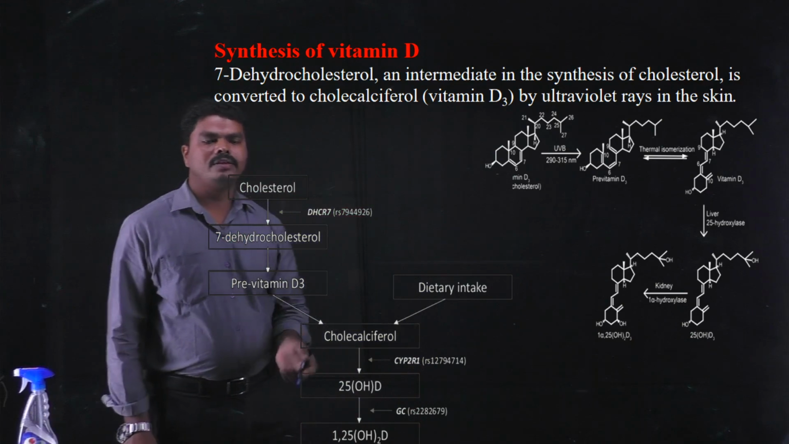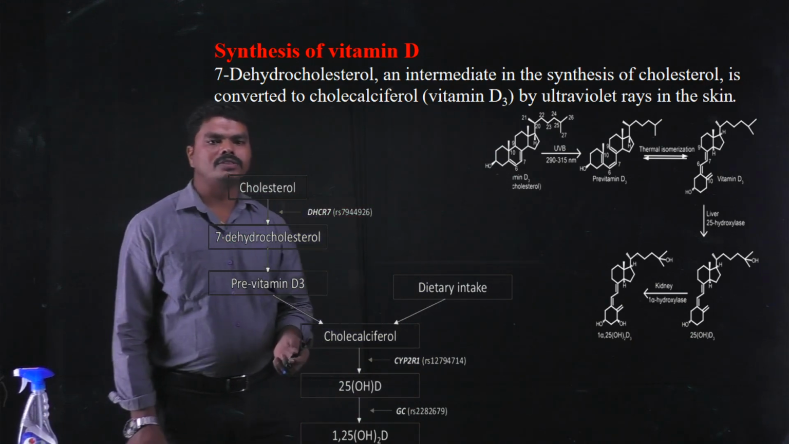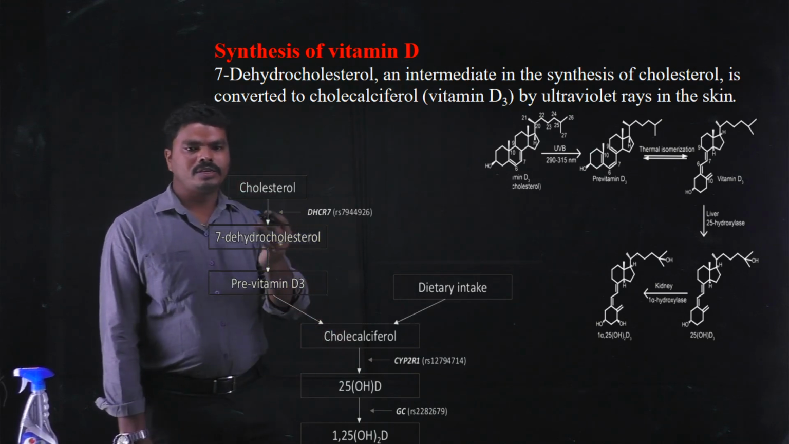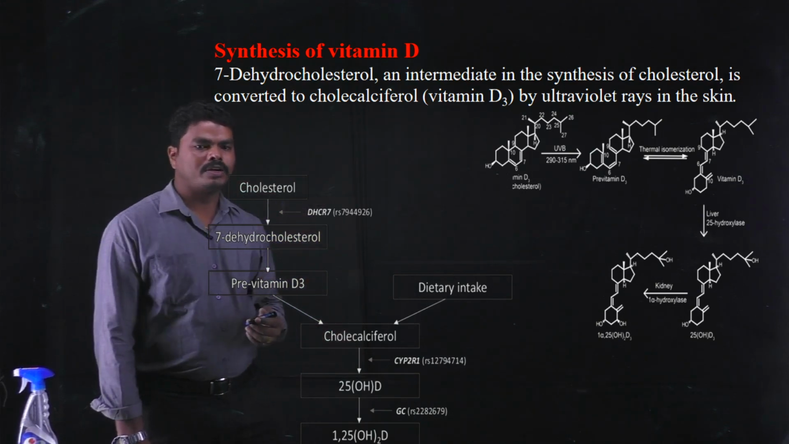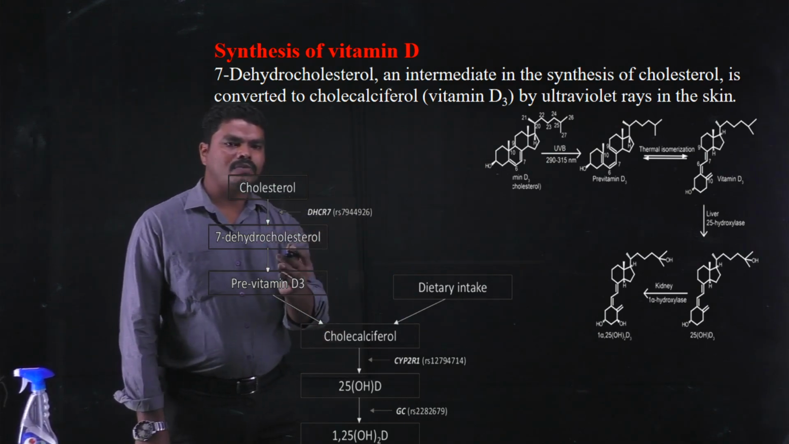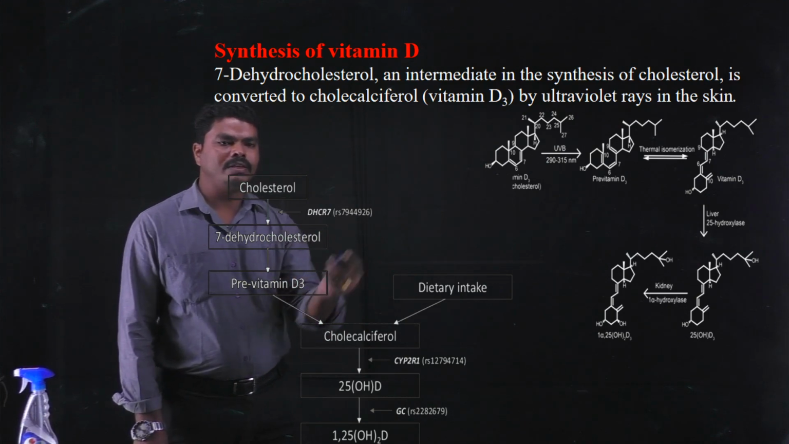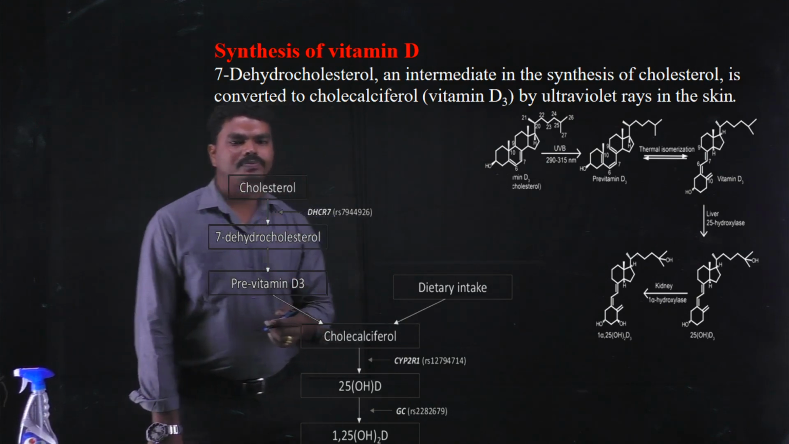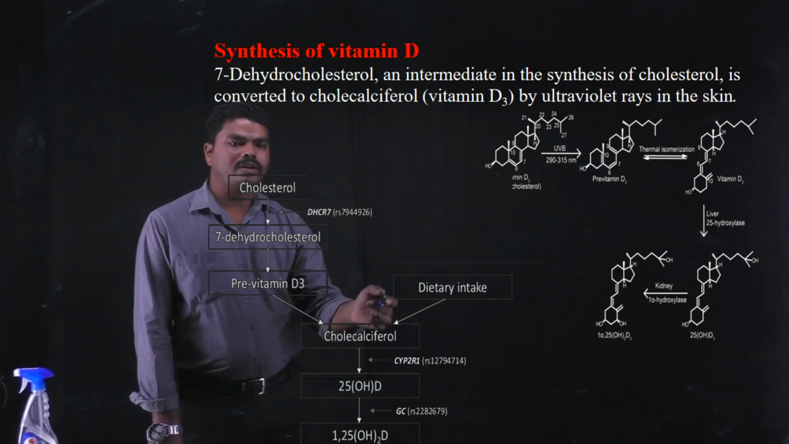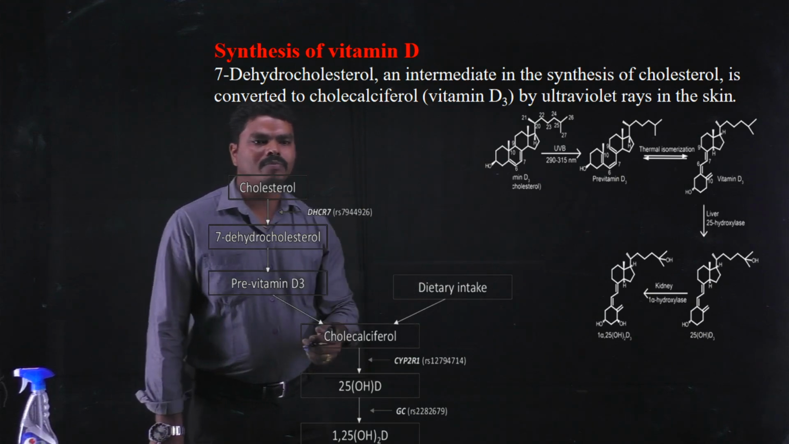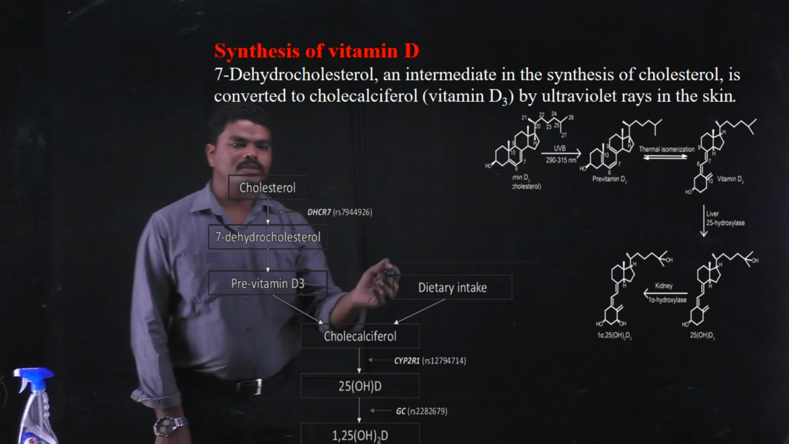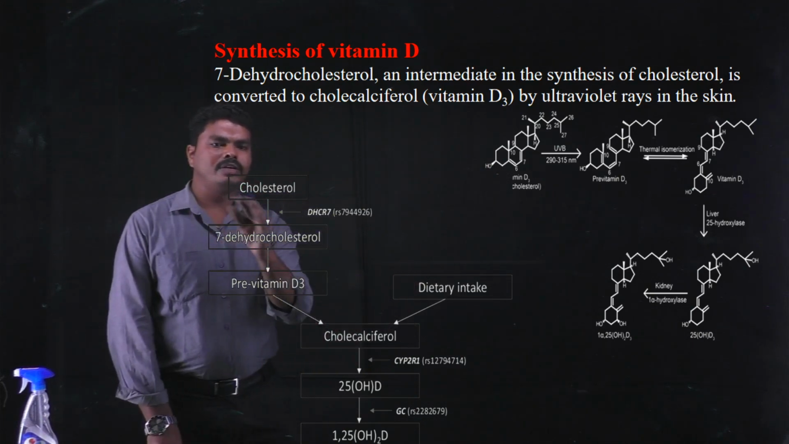Here we can see the series of steps involved in the conversion of cholesterol to cholecalciferol or vitamin D3. We know that 7-dehydrocholesterol is the intermediate of cholesterol, and it is converted into pre-vitamin D3 by the action of UV light. This pre-vitamin D3 is converted into cholecalciferol or vitamin D3 by the action of thermal isomerization.